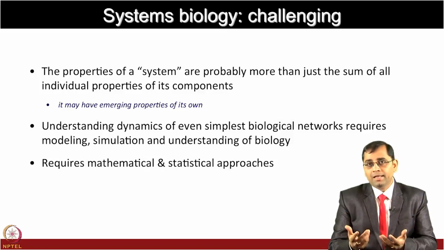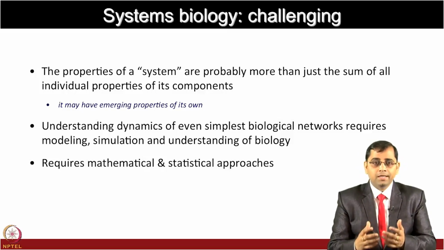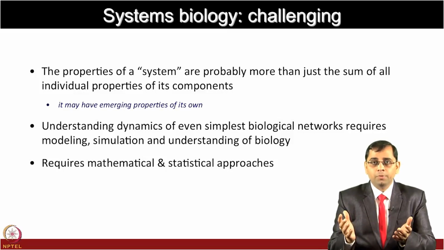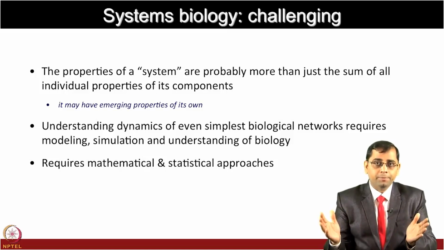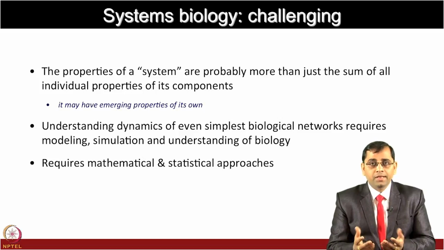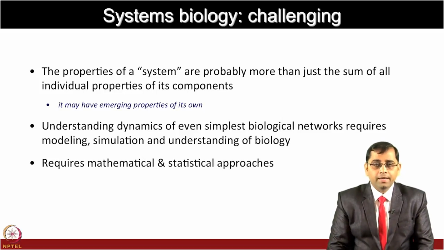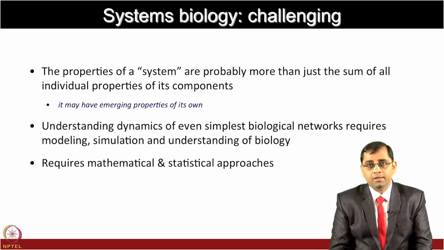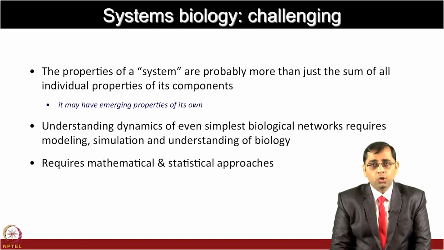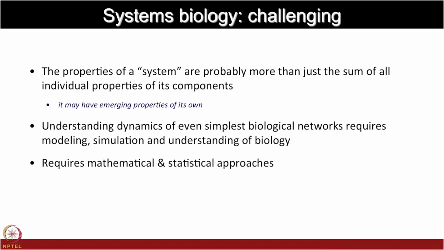And when you do systems analysis, you might find out that the system may have its own emerging property, which was not possible by looking at each piece separately and just combining them together. Understanding the dynamics of even the simplest biological networks requires a lot of computational power using modeling, simulation and understanding of the biological questions. It also requires mathematical modeling and different types of statistical approaches.